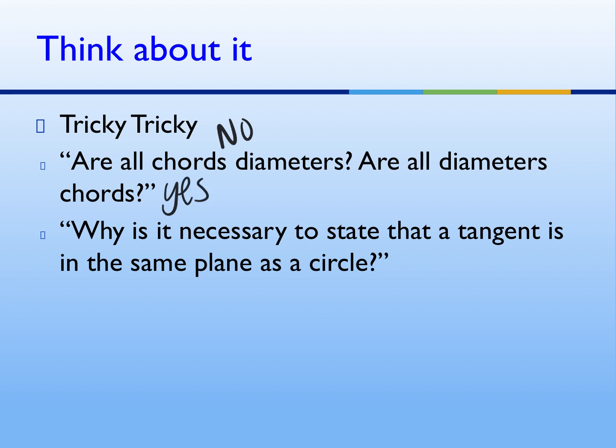Now, are all diameters chords? This is yes, okay? Because in order to be a diameter, do you agree that both ends need to be on the edge of the circle? And that's all a chord needs, okay?